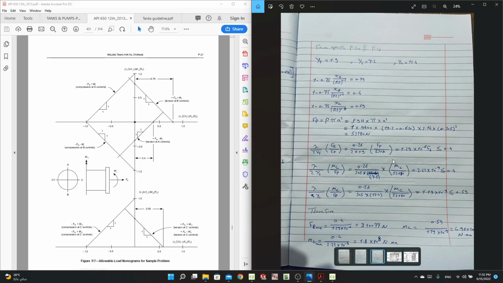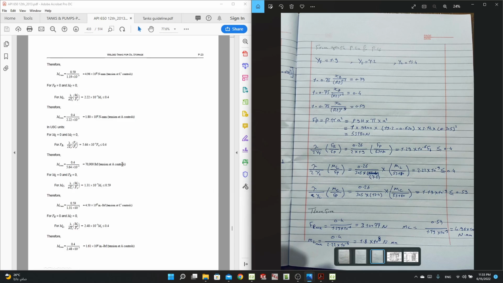The longitudinal moment should be less than 0.4, and the MC moment should be less than 0.59. By the way, we calculate this. I missed here. You need to put MC, ML, and FP. If you check it here, you will find it like this. But I missed it. Sorry, I missed it while I'm writing it.